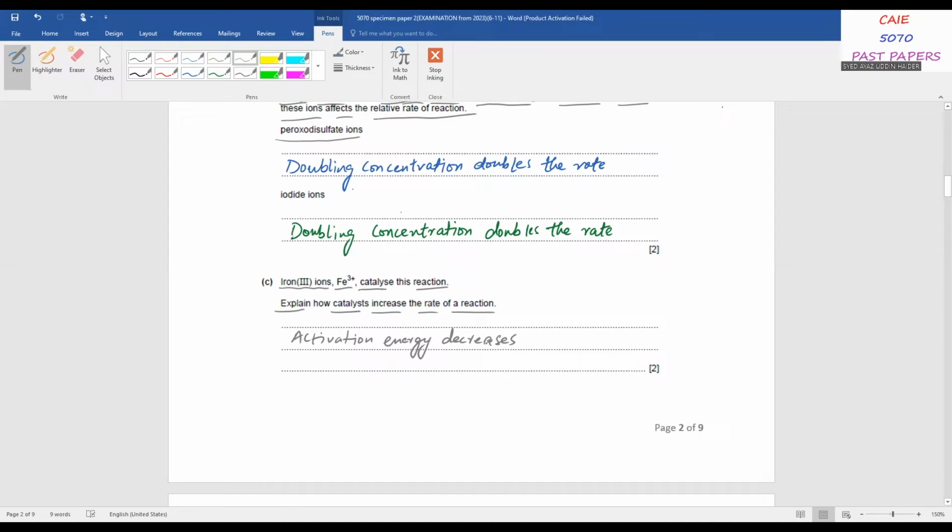So more particles have energy above that of the activation energy.